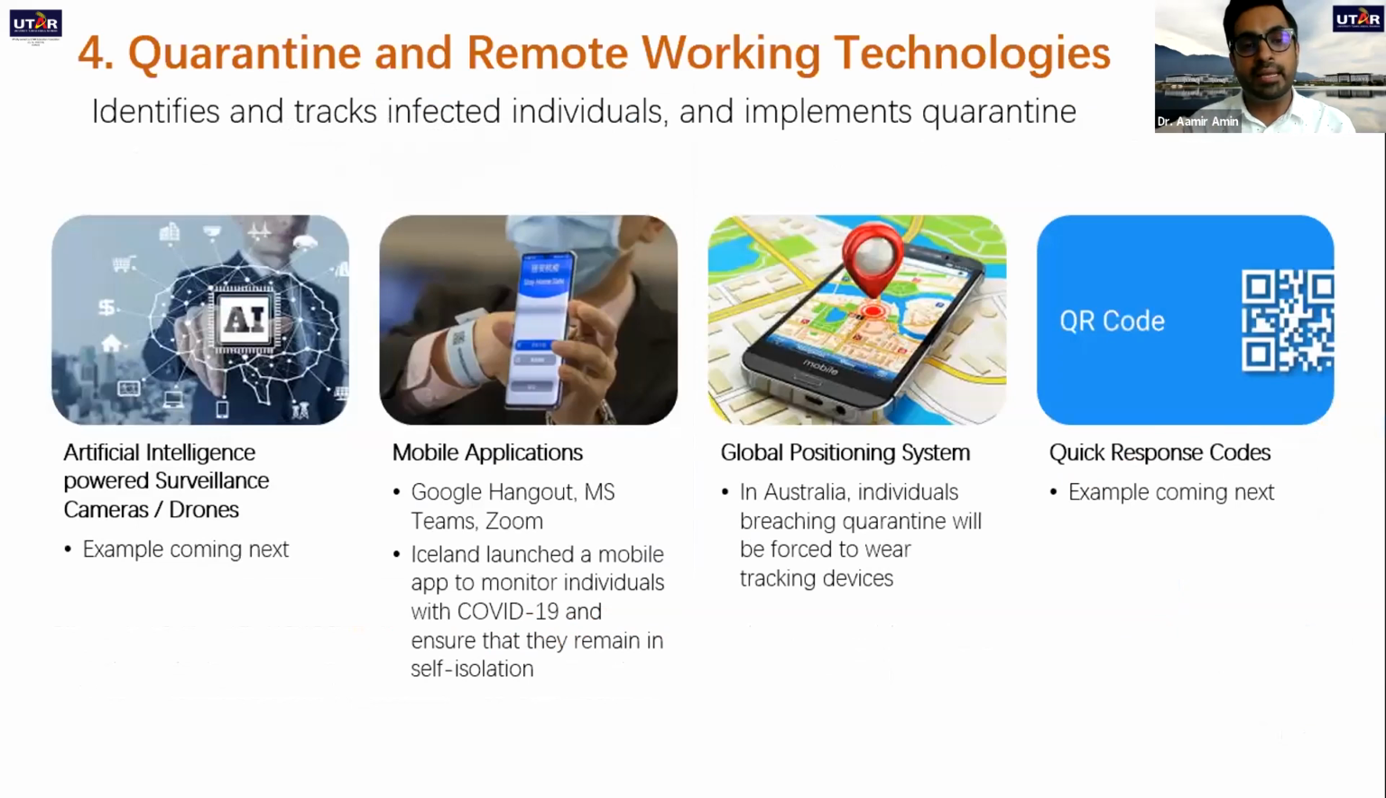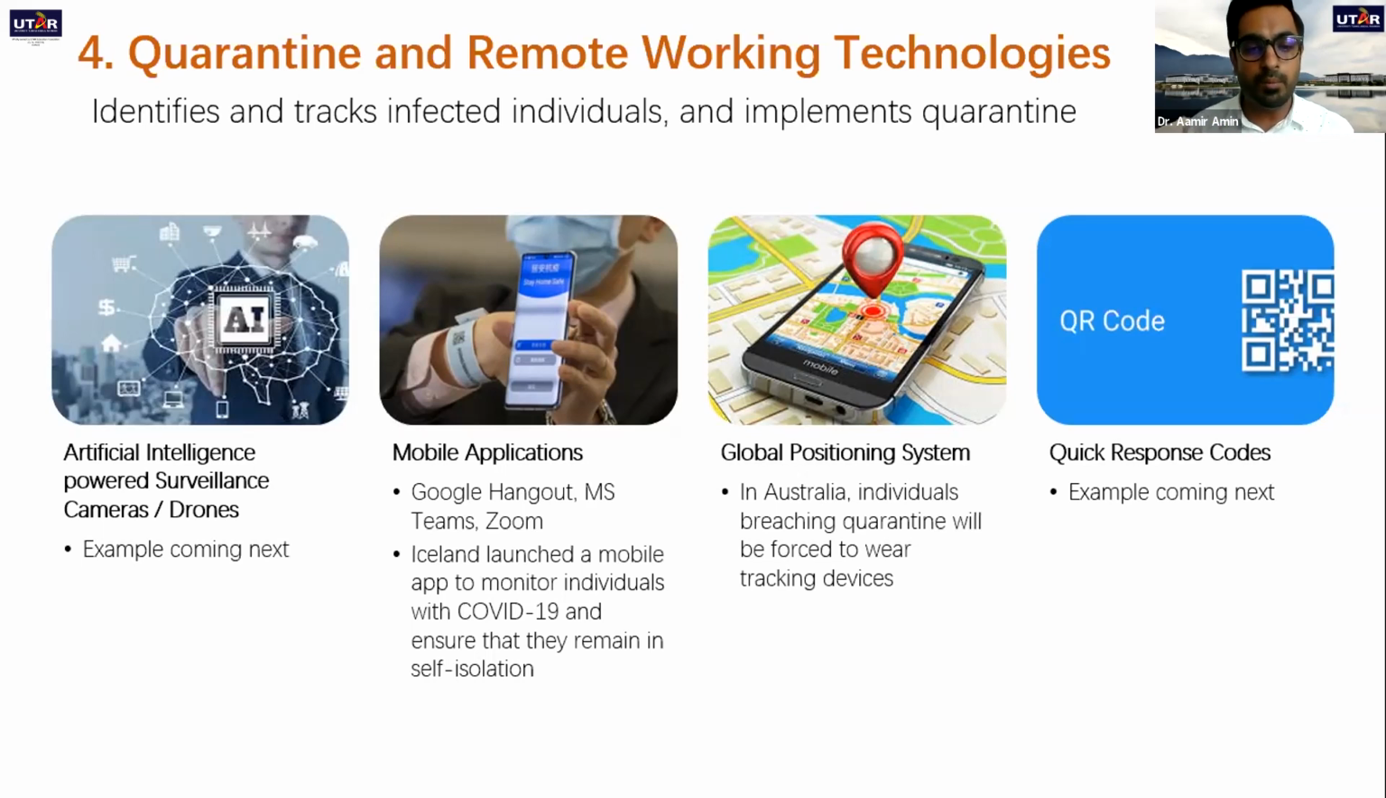Fourth is the quarantine and remote working technologies. All of us are pretty much aware of this. Working from home has been the buzzword for everyone working or even studying. So the purpose of it is to identify and track infected individuals and implement quarantine. Now, again, 4 technologies I've chosen here. First is the artificial intelligence powered surveillance cameras, which I'll tell you the example later. Mobile applications, for example, Google Hangout, Microsoft Teams, Zoom, they've all helped us to work from home or to teach from home like we are doing in Utah these days.